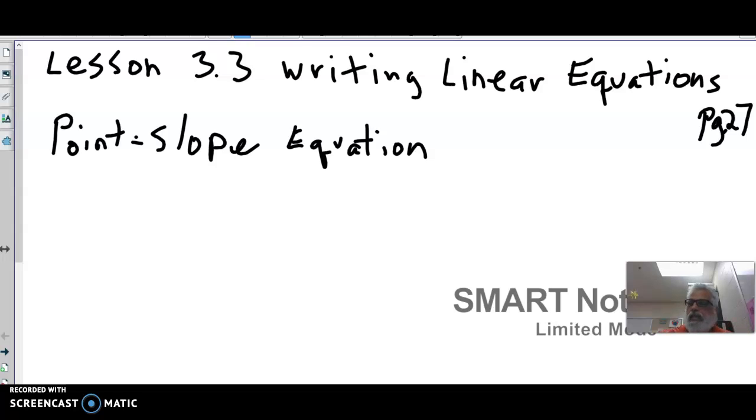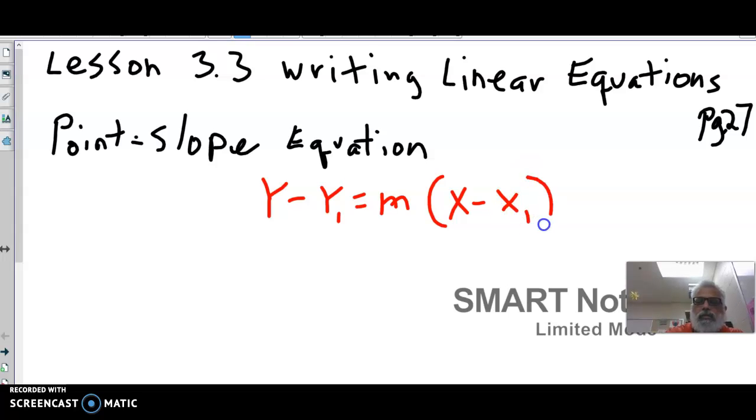We're going to talk about the point slope equation, and that point slope equation is y minus y1 equals m times x minus x1, and that's the point slope equation. We use this when we're given a point and the slope, and from here we can write the equation. But basically, what we get out of this is the slope and the point.